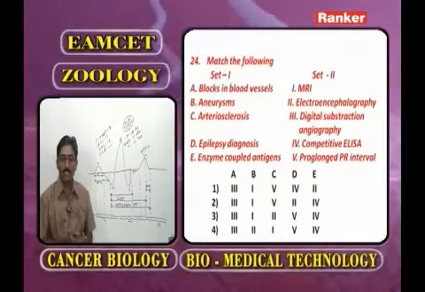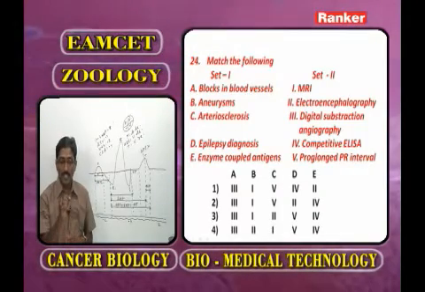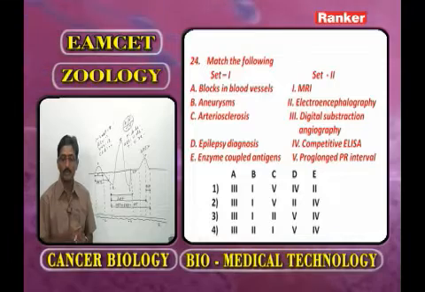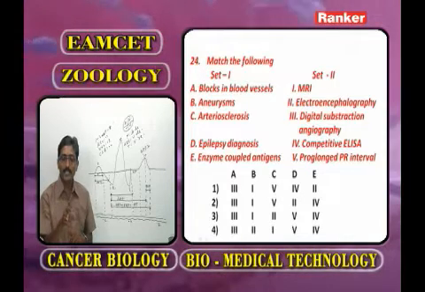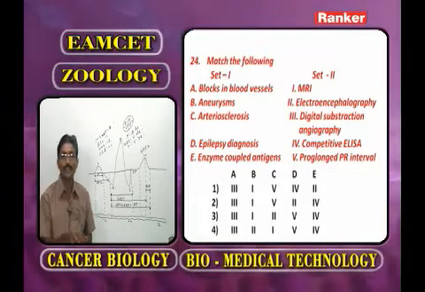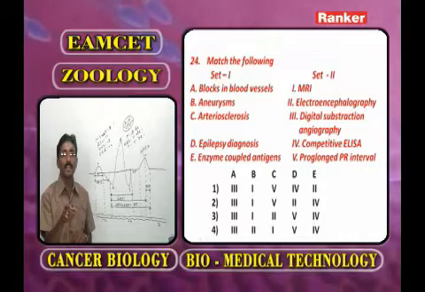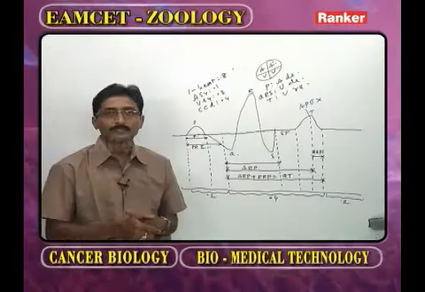Now the first one is blocks in the blood vessels. How can it be known? Digital subtraction angiography. What is meant by angiology? The study of the blood vessels.